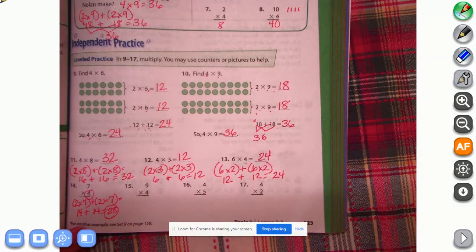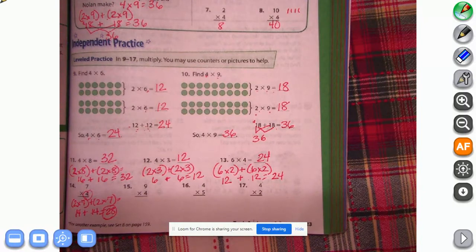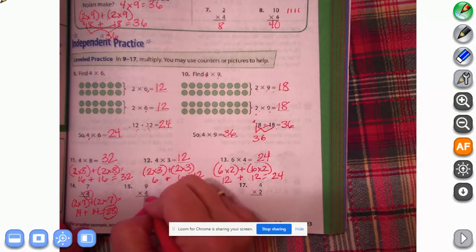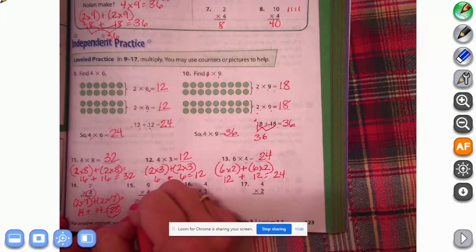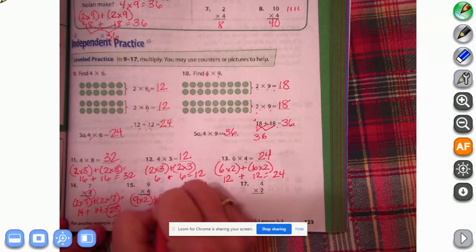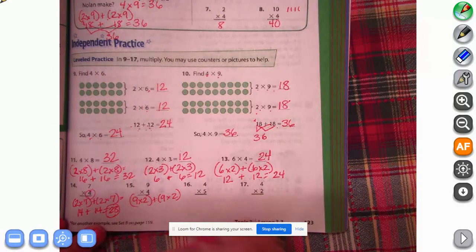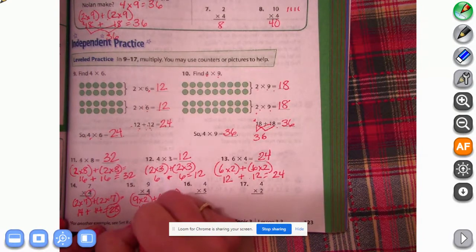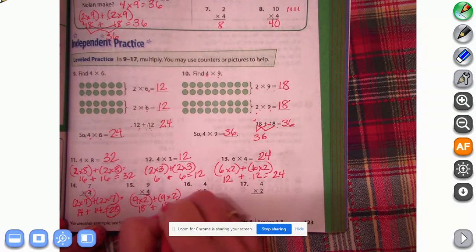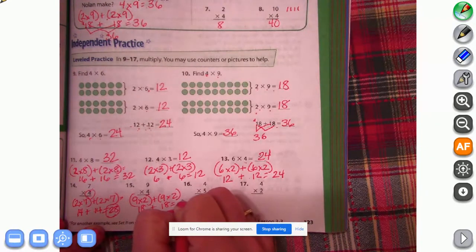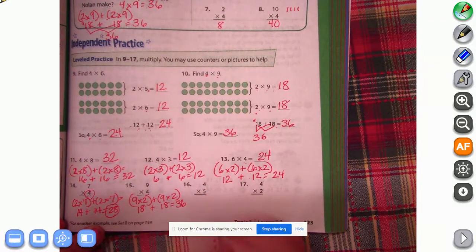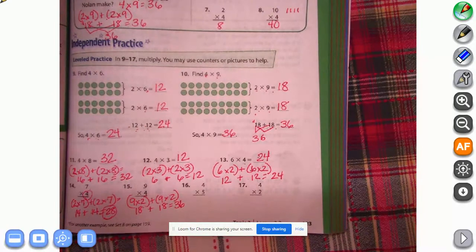Hopefully your homework will go just as fast. But remember, you can always look back to this when you're doing your homework for a little help. Remember, we're breaking down the 4s just because that's the one we're practicing on right now. 9 times 4, we're going to break that 4 into 2 plus 2. 9 times 2 is 18 plus 9 times 2 is 18, which equals 36. So 9 times 4 is 36.